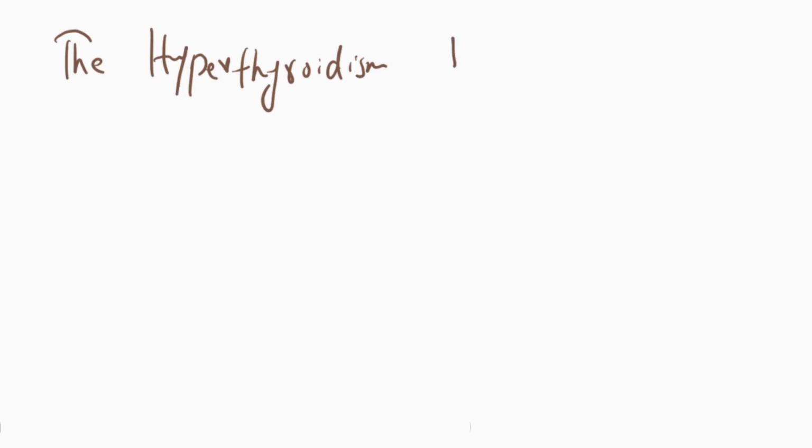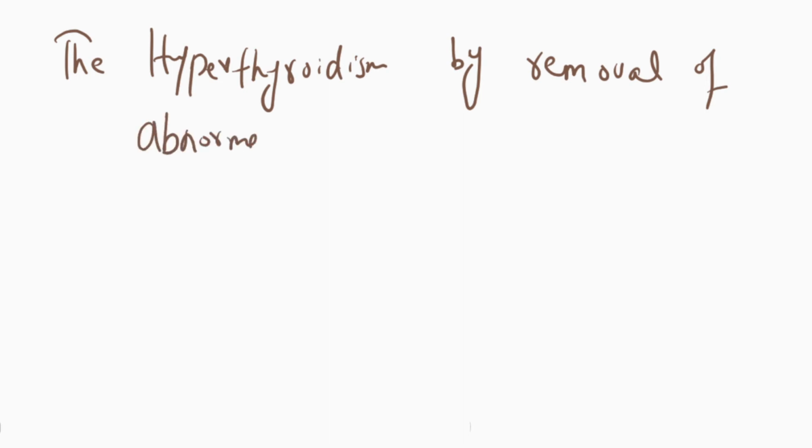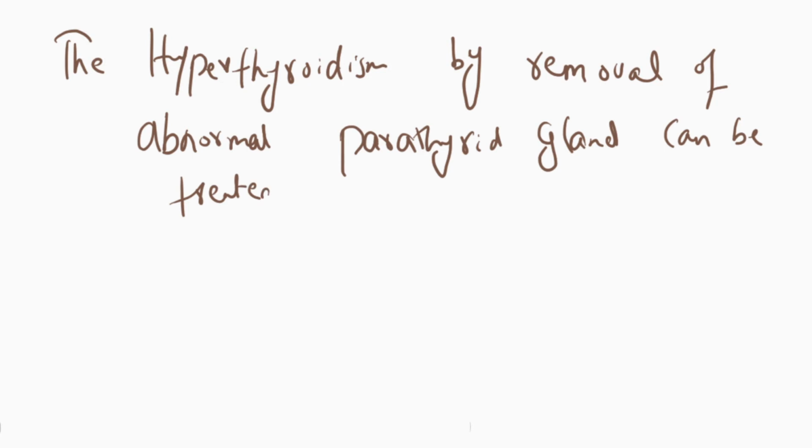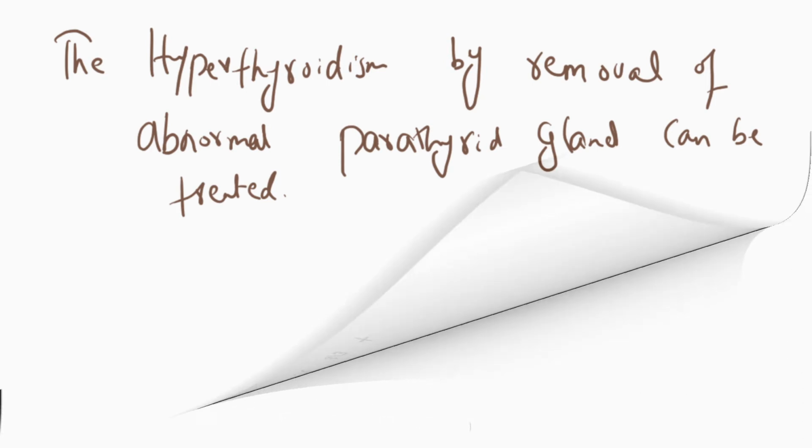Hyperparathyroidism can be treated by removal of the abnormal parathyroid gland. When we surgically remove the abnormal parathyroid gland, then the hyperparathyroidism can be treated.